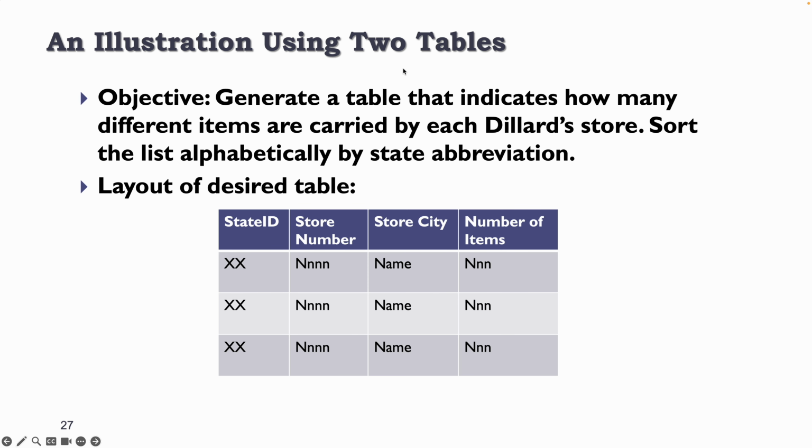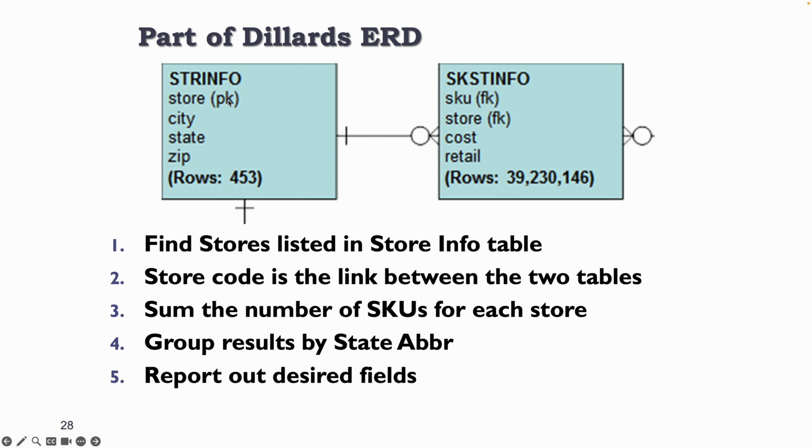So here is an example of two tables. Generate a table that indicates how many different items are carried by Dillard store. Sort the list alphabetically by state, and this is how the table has to look like. You should have first column as state ID, then store number, store city, and number of items. If you look at our Dillard's database, you'll find that these four columns are not in the same table. In fact, we need information from two tables, strinfo and skstinfo.